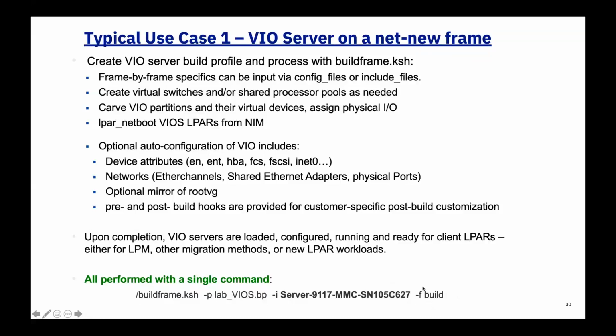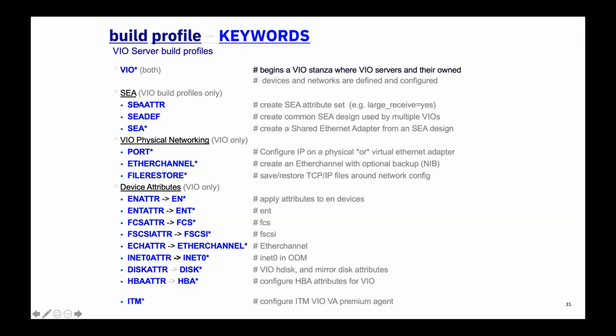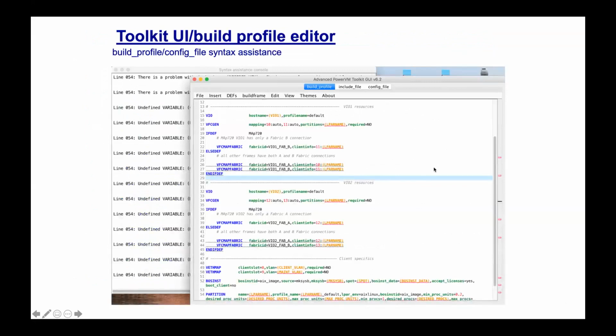So with a single parameter here, you might be deploying virtual AIX server partitions, deploying the NIM LPAR netboot, and configuring whatever you define in the virtual AIX server. There are specific keywords like shared Ethernet attributes, definitions, and EtherChannel. Different devices can have different attributes. This is the UI build profile editor, which is particularly useful for identifying problematic, erroneous lines. You might have defined some variables and forgotten to define others, or used them the other way around. They are all identified here in the toolkit UI.